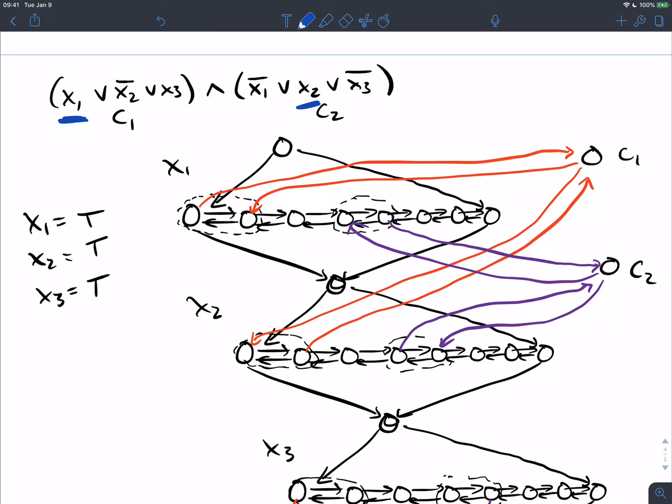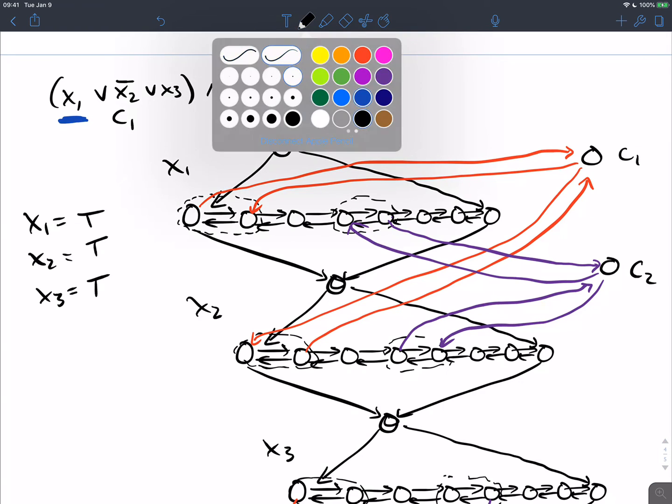So when we go down to these variable gadgets, I've got to remember, on the assignment for x1, I've got to go out to the C1 clause gadget, and then when I go down to x2, I better go out to the C2 clause gadget. And then for x3, since I visited both clauses already, I can pick either path through that I want. So let's see.